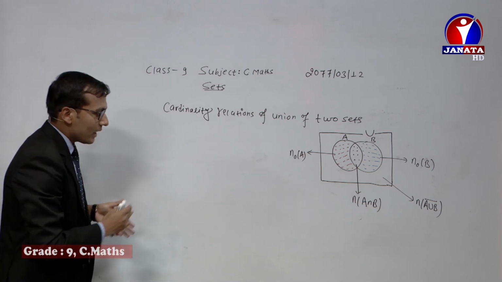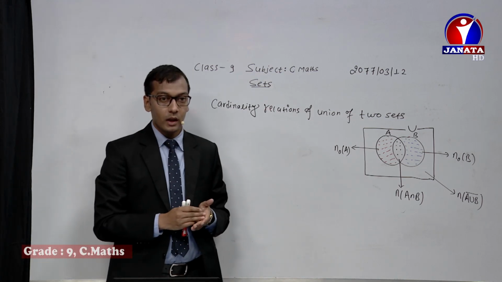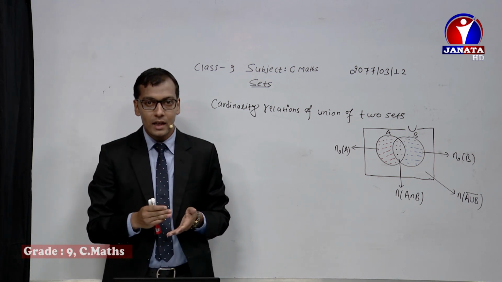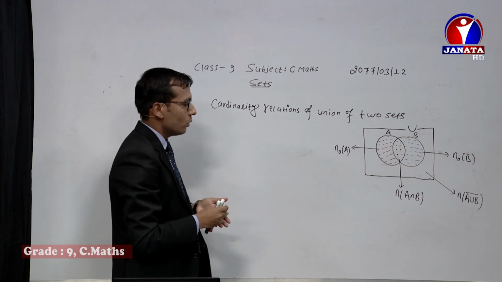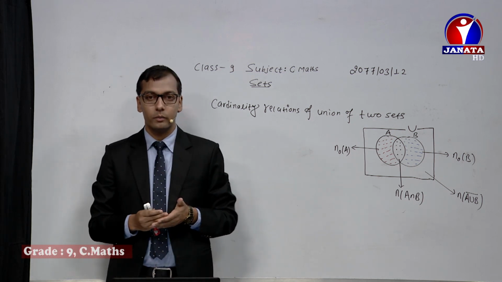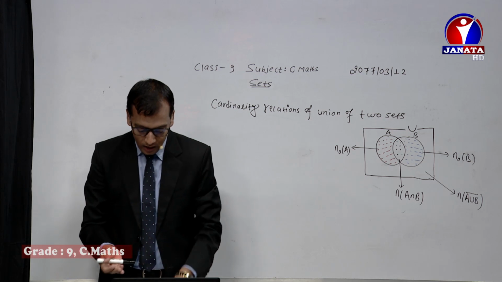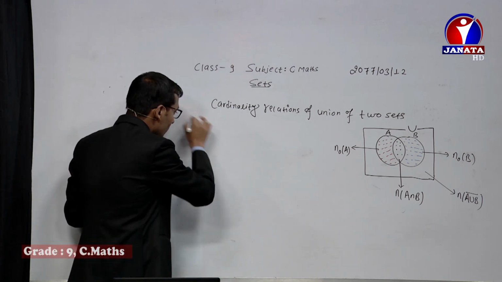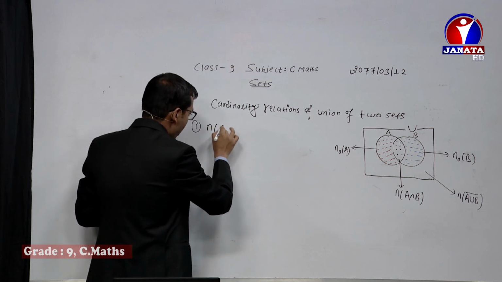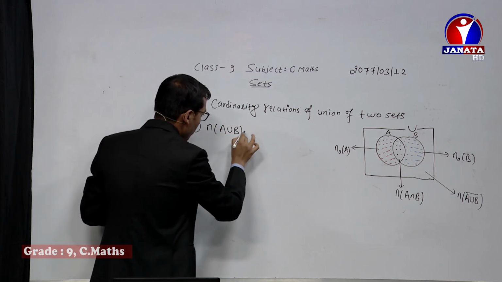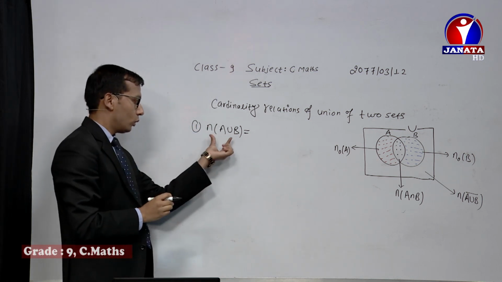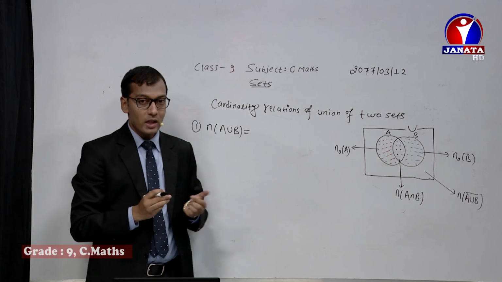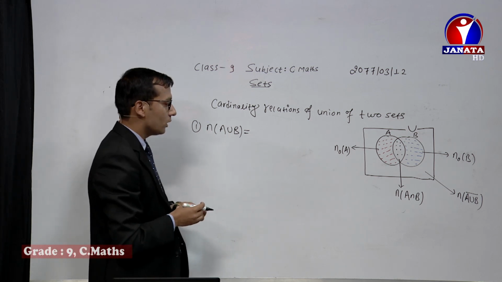So let me write some formulas. Let me talk about the concept now: how can we use the cardinality relation of two sets with the help of a Venn diagram? Let me start from the union of two sets. Here, n of A union B. Under A union B, we take three different regions from the diagram.